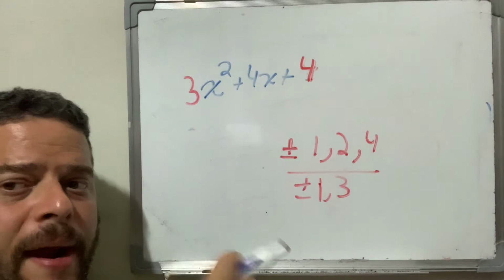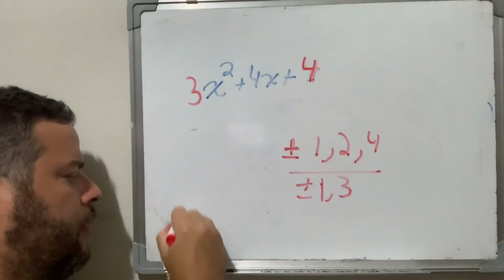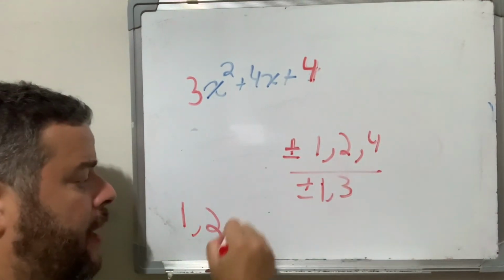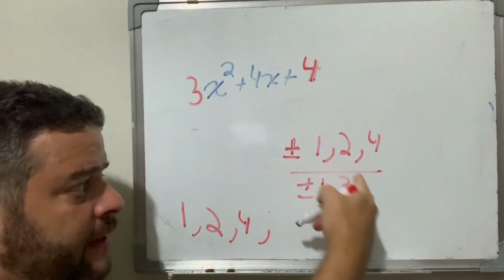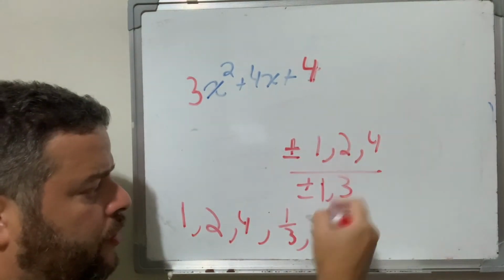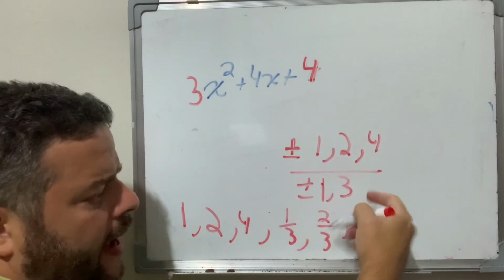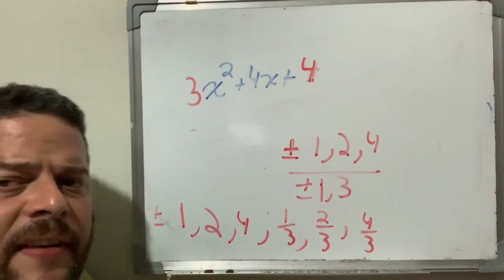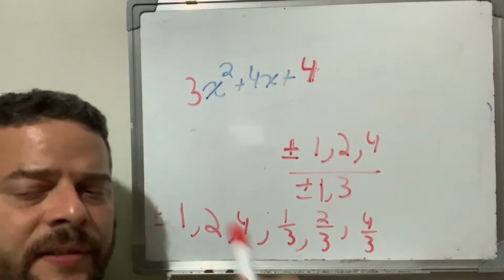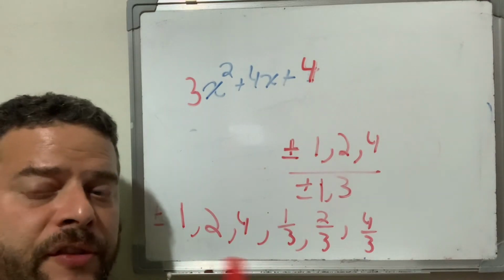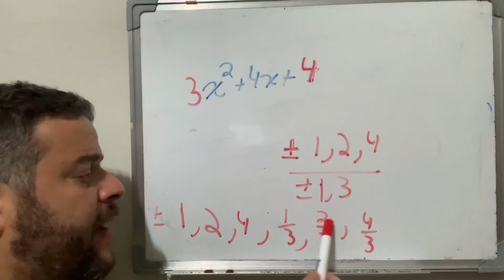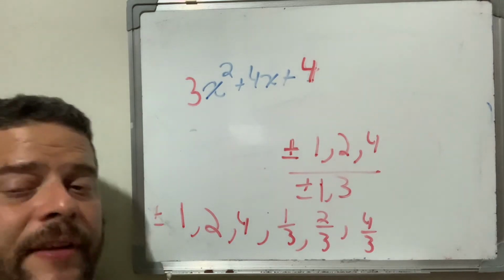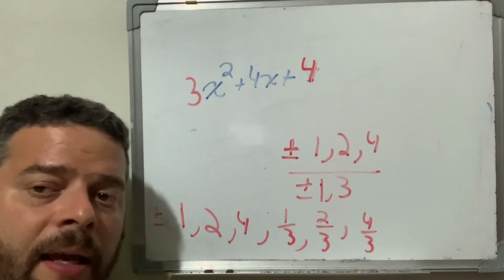The possible rational zeros are 1 divided by 1, 2 divided by 1, 4 divided by 1, and then 1 divided by 3, 2 divided by 3, and 4 divided by 3, both positive and negative. Now repeat, this isn't telling you what the zeros are going to be, just what the possible rational zeros might be. So you would plug these values into your equation to find those zeros, or you would graph it in the graphing calculator and then confirm. Again, pretty straightforward.